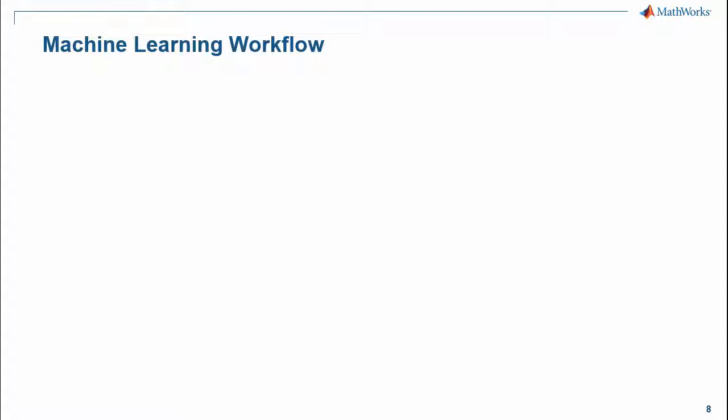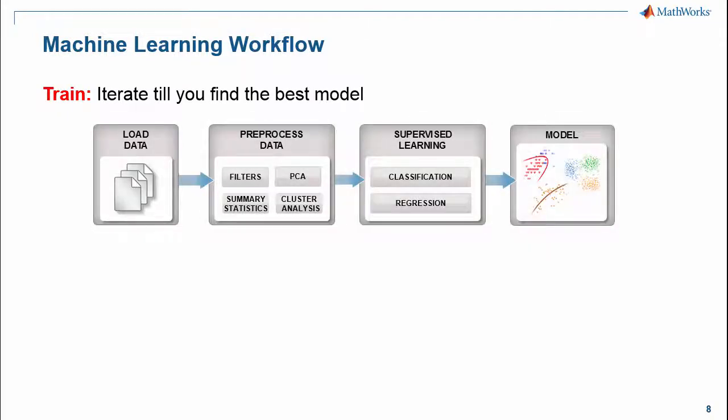Here's a simple two-step workflow we'd like to follow in solving a machine learning task. The first step is to train a model. We start by bringing in our data, which would come from a variety of different sources such as databases, streaming devices, and so on. Next, we pre-process our data using feature extraction or other statistical tools. This step is critical to transform your data into a format that machine learning algorithm can work with.